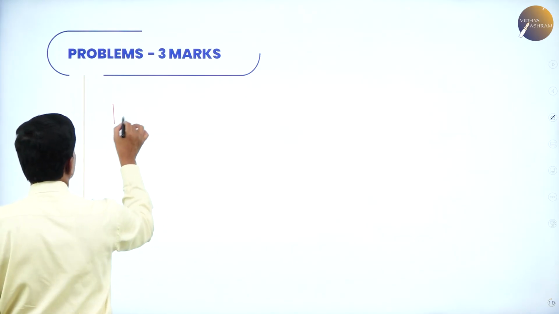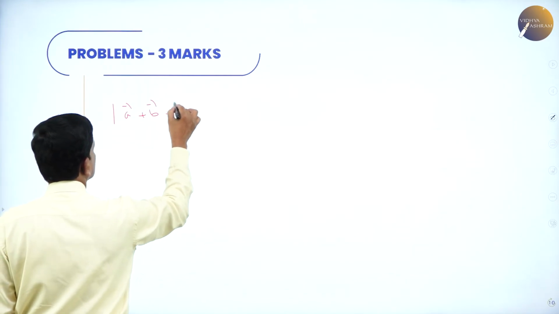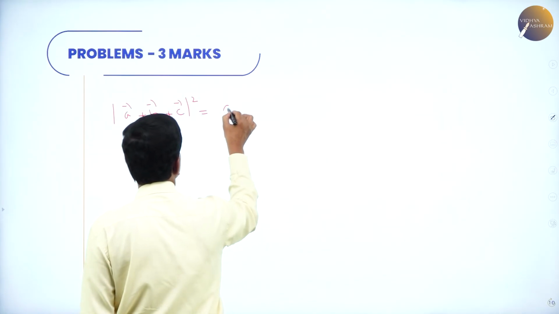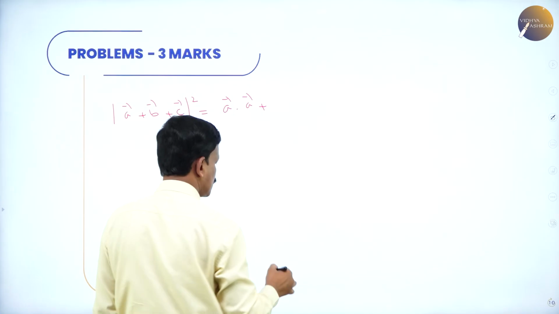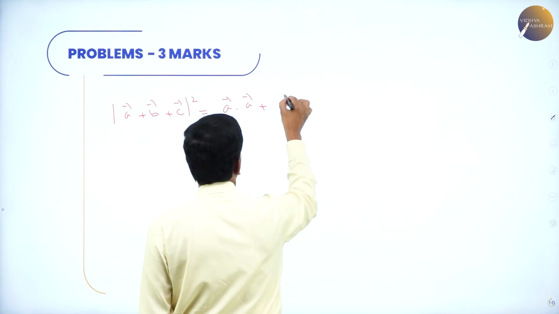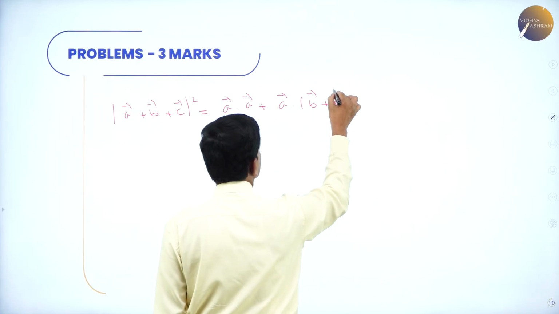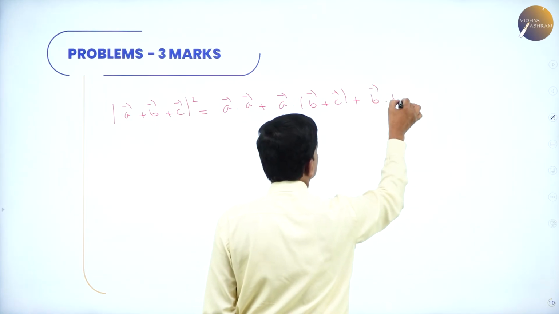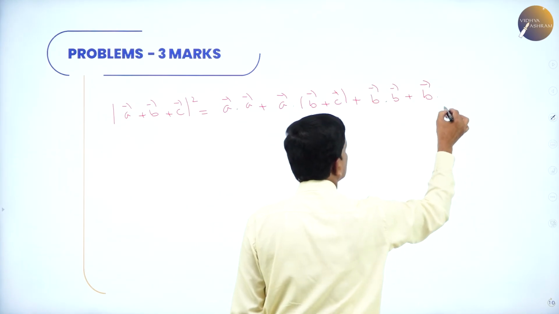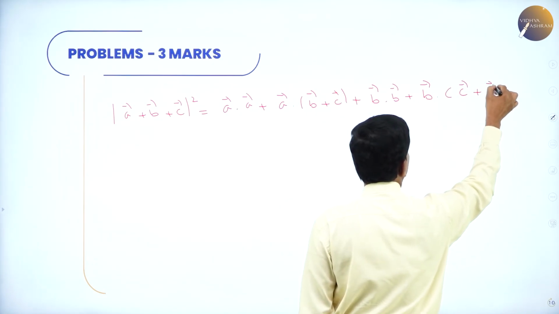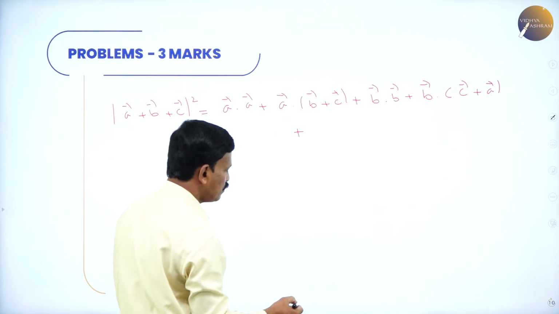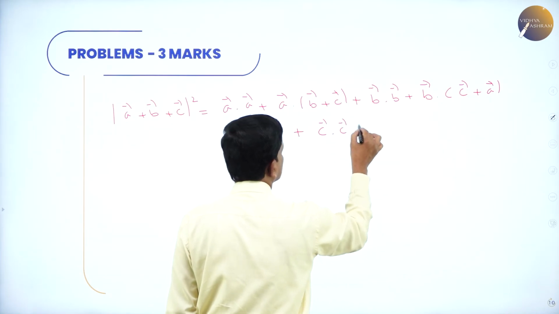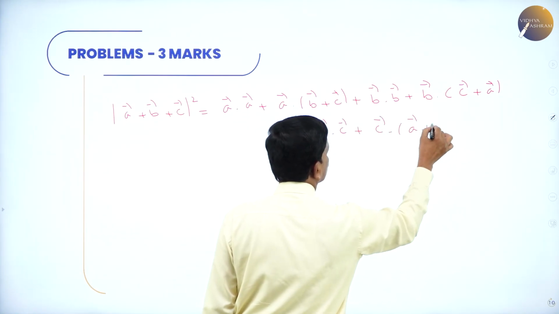So vector A plus B plus C whole square is equal to, when simplified, A dot A plus A dot B plus C, plus similarly B dot B plus B dot C plus A. And the next step, if you follow the same step, what you will get? C dot C plus C dot A plus B.